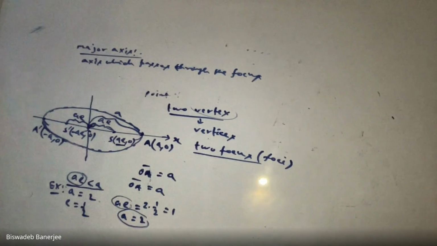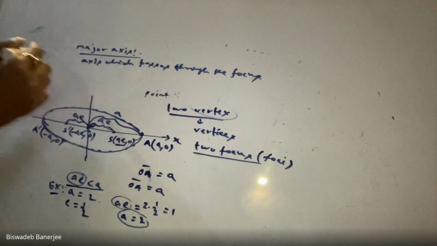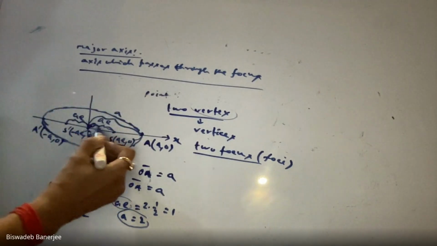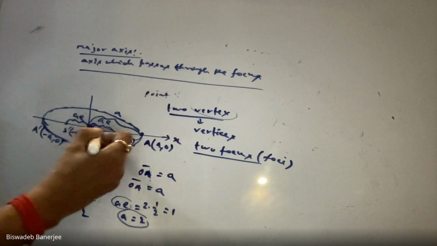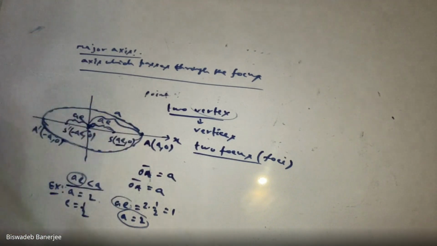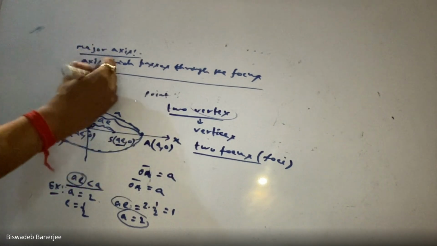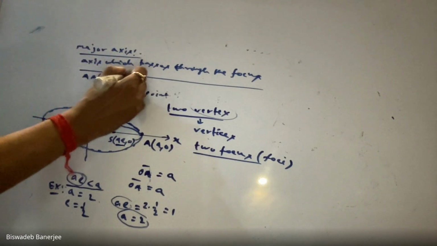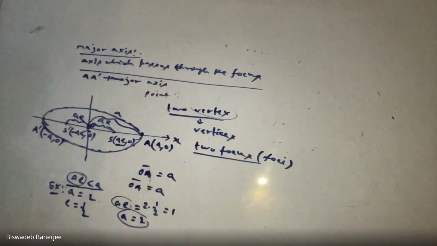So major axis: the axis which passes through the focus. See that here, this is my axis. This x-axis passes through the foci S and S dash. So this x-axis will be my major axis. So here the major axis is A A dash. This entire axis is called the major axis.